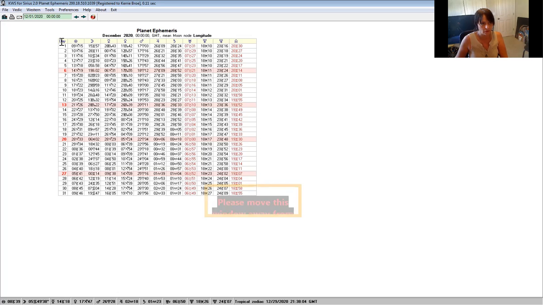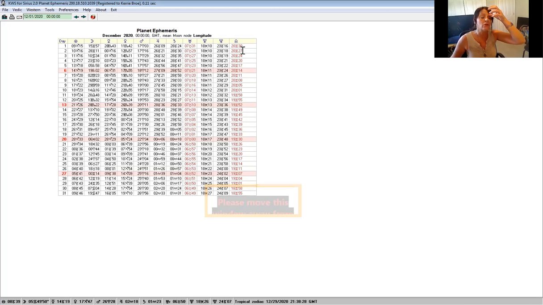And on the far left, it says day, and those are the days all the way through, and it goes to the 31st. Then along the top, it has the planets going from the sun out in order. So we see the glyphs on the top: sun, moon, Mercury, Venus, Mars, Jupiter, Saturn, Uranus, Neptune, Pluto, and then the node, the moon's nodes.